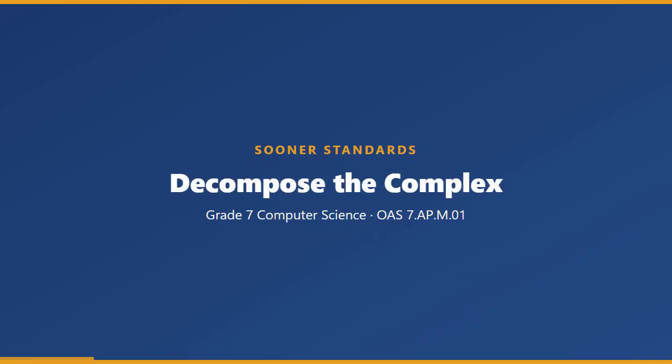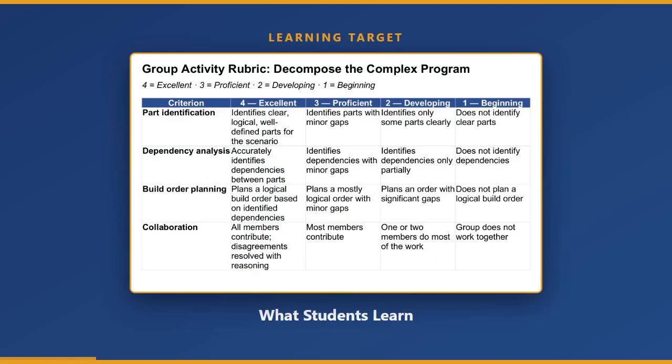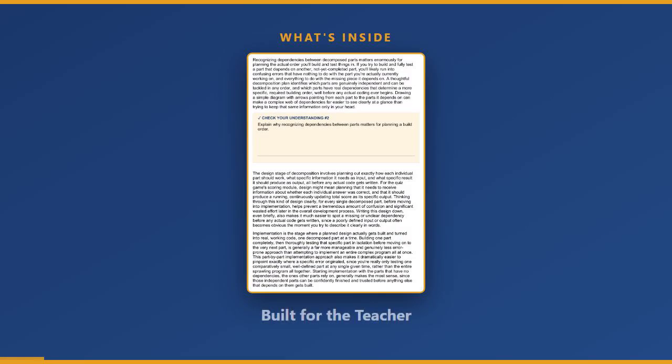From Sooner Standards, Decomposing Increasingly Complex Programs, a complete Grade 7 computer science unit for Oklahoma Standard 7.AP.M.01, students learn to decompose problems into parts to facilitate the design, implementation, and review of increasingly complex programs. Inside, a full teacher guide with pacing, misconceptions, and a scoring rubric, plus a content lesson with built-in comprehension checkpoints.